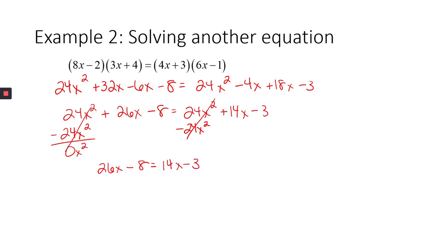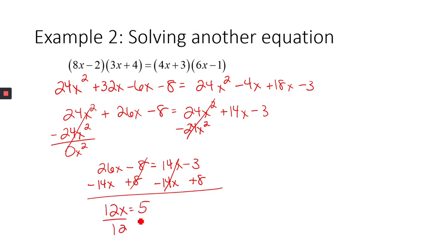So again, now we're just at a two-step equation like before. I'm going to get my variables to the left side, get my constants to the right side. Again, I'm going to kind of do this in one step. So I'm going to get 12x equals 5, divide by 12, and this one ends up being a fraction.